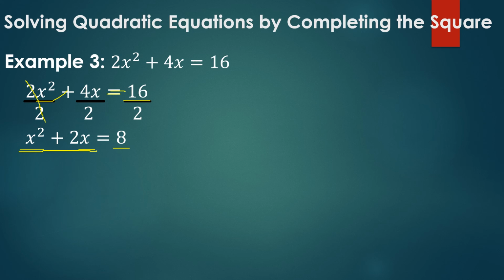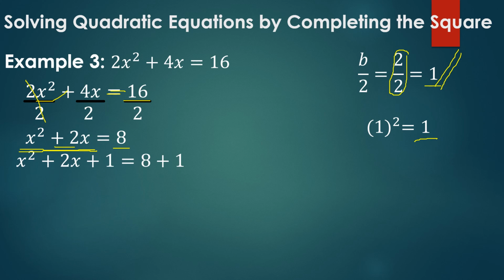So that is by getting the half of the coefficient 2, we have b over 2 is equal to 2 over 2. And we all know that b over 2 is equal to 1. Next step is to square that 1. We have 1 squared is equal to positive 1. Meaning to say, we are going to add both sides of the equation by positive 1. We have x squared plus 2x plus 1 is equal to 8 plus 1. By simplifying this one, we have x squared plus 2x plus 1 is equal to 9.